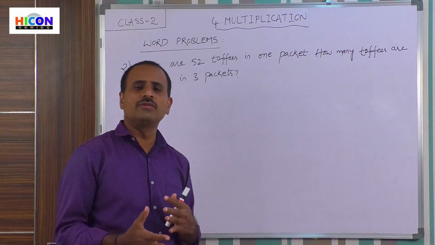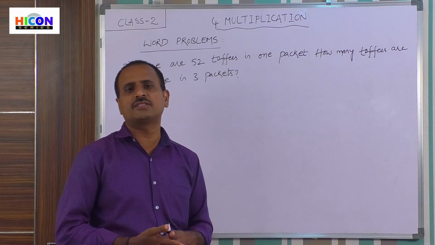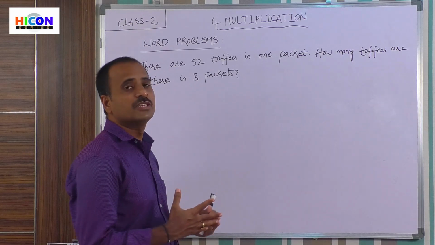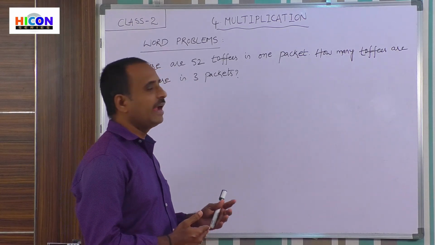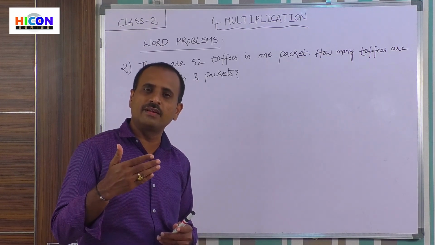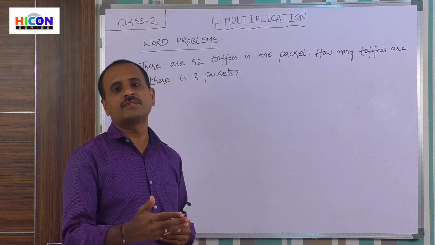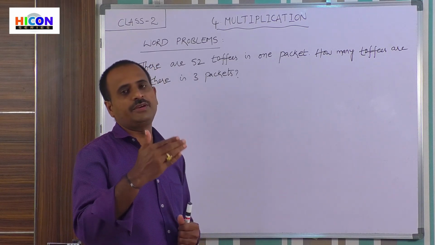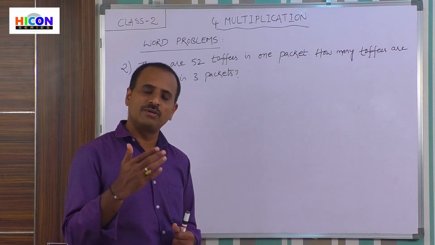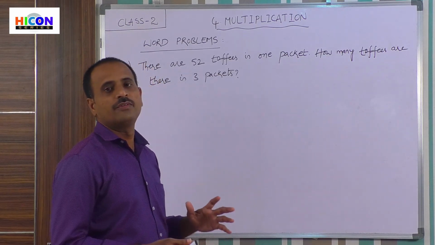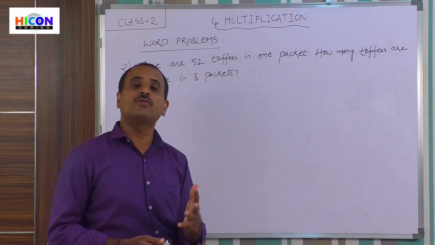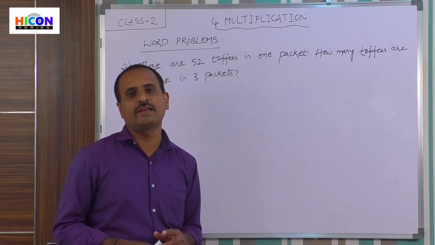So here what we have to do, either addition or subtraction or multiplication. Here the total number of toffees in 3 packets will be obtained by adding the number 52 three times. That means you have to add the number 52 three times. So that is 3 times 52. That repeated addition is called multiplication. So here also we have to multiply the number 52 with 3. Then we can get the total number of toffees in 3 packets.